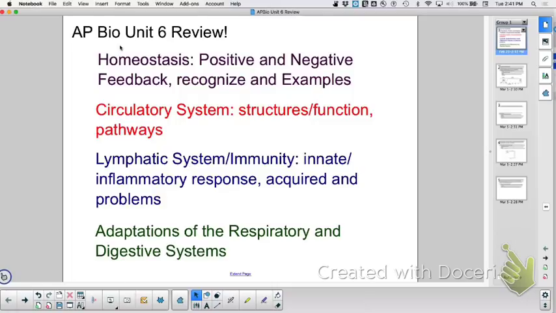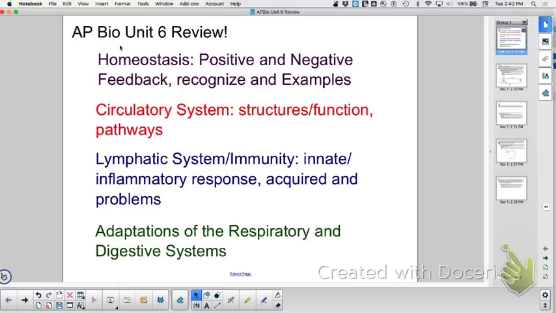Lymphatic system and immunity. I put innate/inflammatory response because you get the inflammatory response from your innate, what you're born with. You can always have inflammation. But if you want to actually win the battle over whatever's causing the inflammation, that's when you need to have your specialized acquired immunity, right? So for your lymphatic system, that's one of your known systems. So I expect you to know that in great detail. Okay, that's one of the mandated systems.